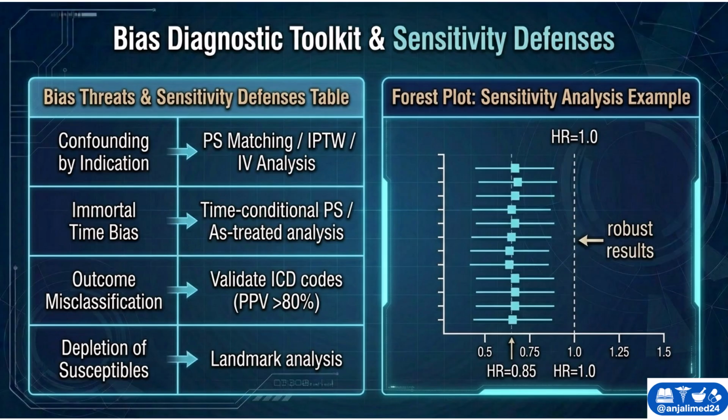The second major threat is immortal time bias. This happens when patients must survive long enough to actually receive the treatment. Naive analysis mistakes this waiting period as protected exposure time, artificially favoring the treatment group. To correct this, investigators use time conditional propensity methods and as treated analysis that properly align the exposure timing. Third is outcome misclassification. Real world databases rely heavily on ICD coding systems, and inaccurate coding can distort the outcomes. That's why validated outcome algorithms with high positive predictive value are essential for credible CER research. Another important issue is depletion of susceptibles. High risk patients often experience events early and leave the cohort, making the remaining population appear artificially healthier over time. Landmark analysis helps reduce this distortion.